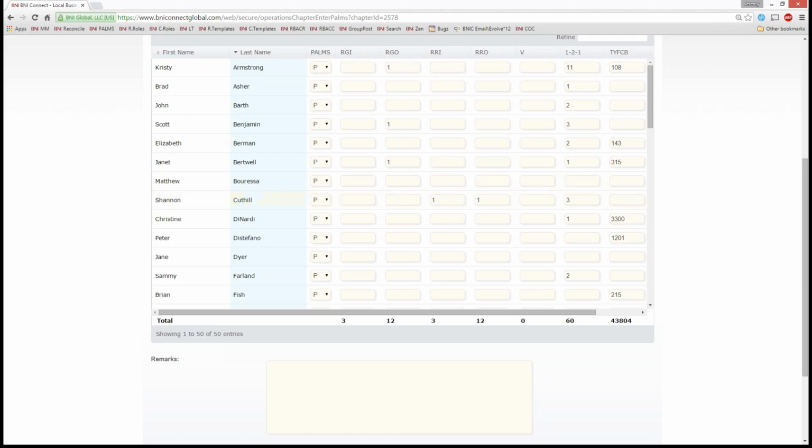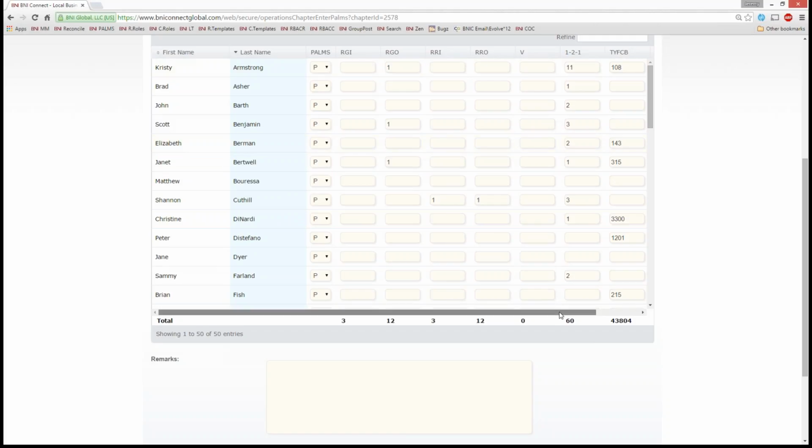An outside referral is if my neighbor needed their lawn mowed and I referred my neighbor to Shannon, then that would be an outside referral. And he would have the referral received, RRI or RRO, and I would have the referral given. V is for visitors, one-to-ones, and thank you for closed business.